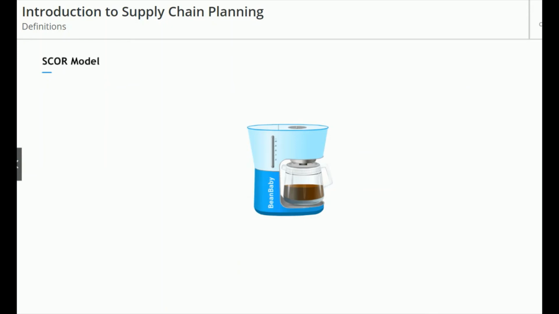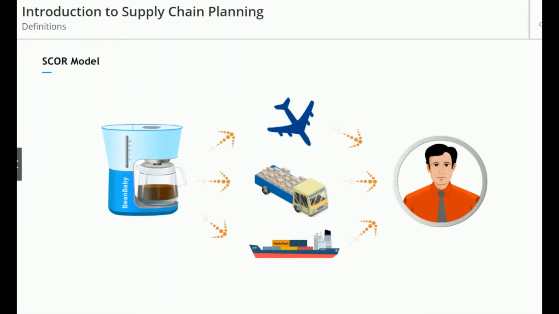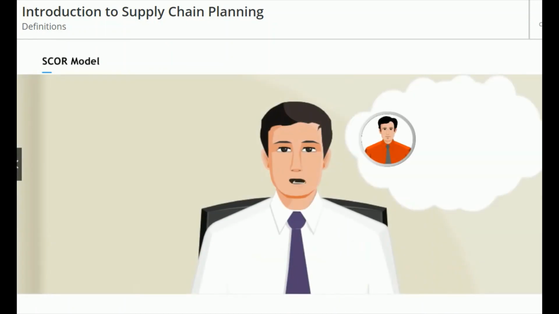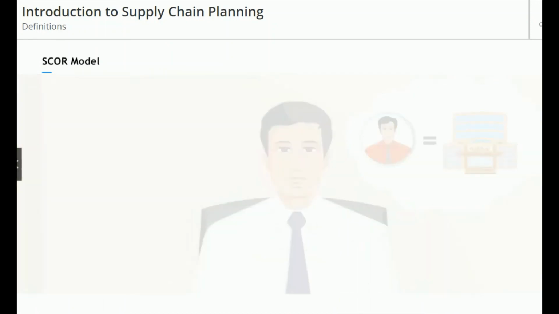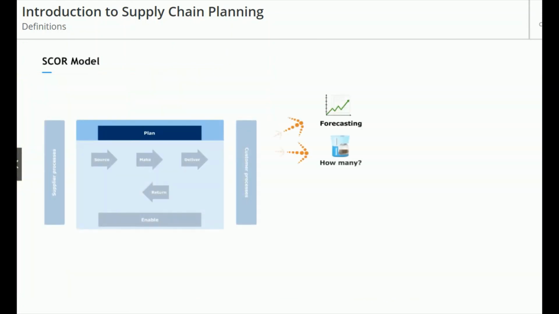Transportation. Once we make the Bean Babies, we'll need to plan for how they'll get to our customers. And by customers, you mean retailers like Wallshop. Exactly. Daniel sees that supply chain planning involves forecasting, how much to make, when to order components, and transportation.